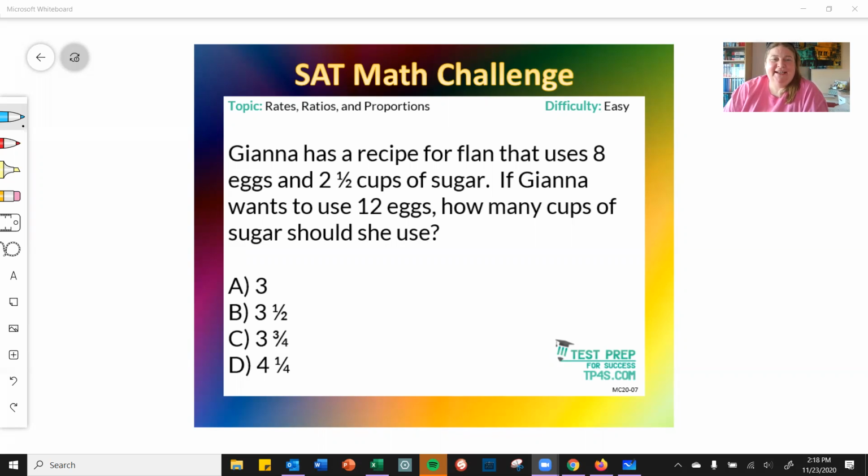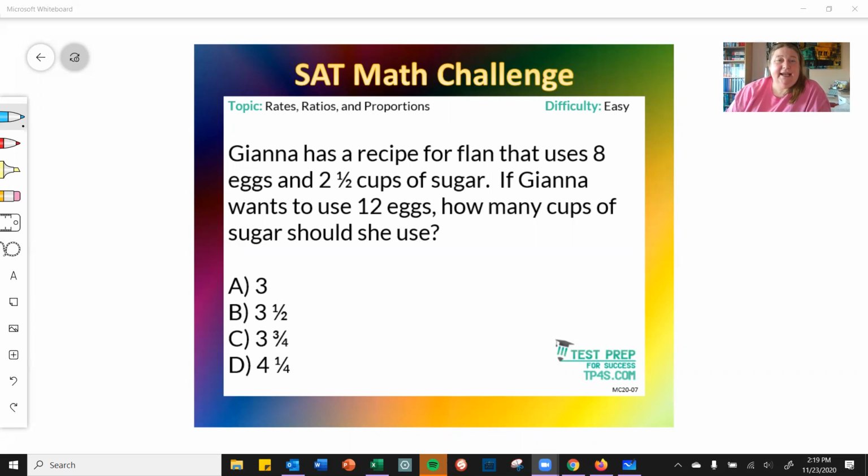I'm here to show you how to answer this SAT Math Challenge question. The question today is: Gianna has a recipe for flan that uses 8 eggs and 2.5 cups of sugar. If Gianna wants to use 12 eggs, how many cups of sugar should she use? We're going to solve this by setting up a proportion. And then I think the most challenging part of this question is really just working with all the fractions, but we can do it, and I'll show you how step by step.